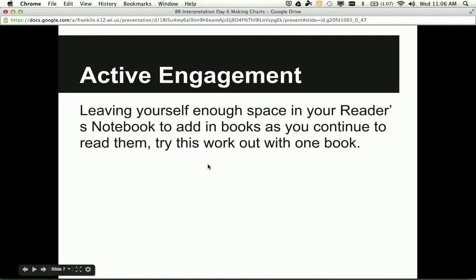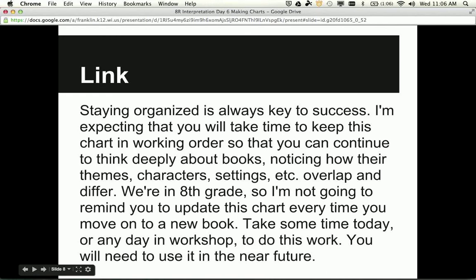Leave yourself enough space in your reader's notebook to add in books as you continue to read them. Try this work out with one book. So make a chart, or whatever you want to do, a Venn diagram, an inspiration bubble, whatever works best for you, to keep track of the book that you're reading, and then we're going to add books as we go along. If you have a good book in mind that you want to compare your book to, you could also make a chart for that one. Staying organized is always key to success.